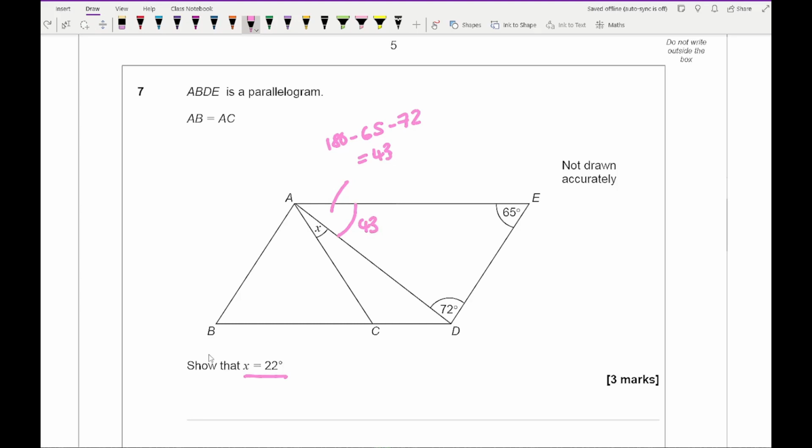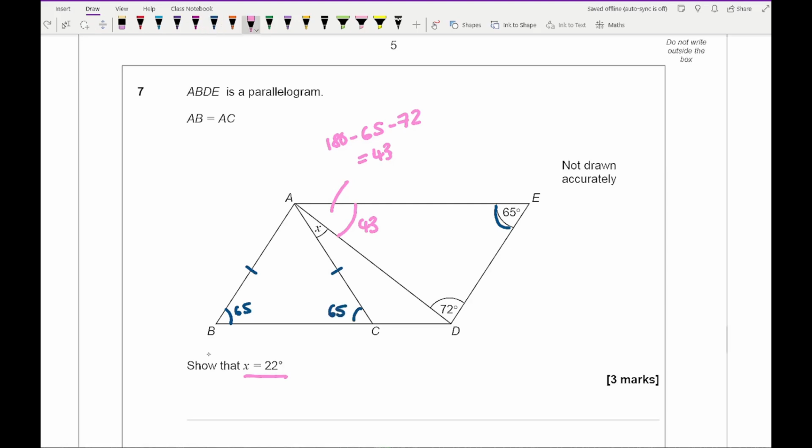So then from this, as it's a parallelogram, opposite angles are equal. So this angle here is going to be the same as this angle here. So that's also going to be 65. It tells us that AB is equal to AC. So that is an isosceles triangle, which therefore means that this angle here is going to be 65.